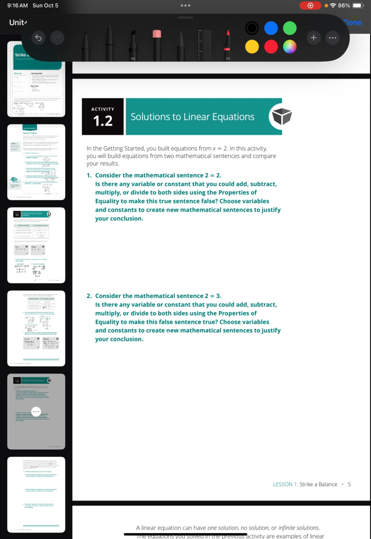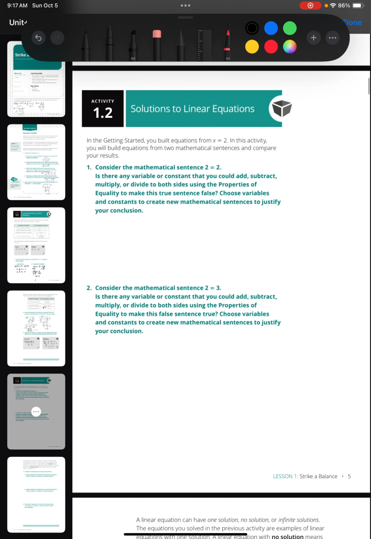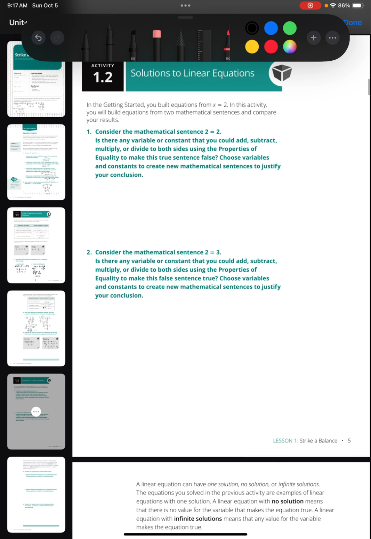All right, it says in the getting started activity, we built equations from x equals 2. In this activity, we are building equations from two mathematical sentences and comparing the results. So it says, consider the mathematical sentence 2 equals 2. Is there any variable or constant that you could add, subtract, multiply, or divide to both sides using the properties of equality to make this true statement false? Okay, choose your variables and constants to create a new mathematical sentence to justify your conclusion.